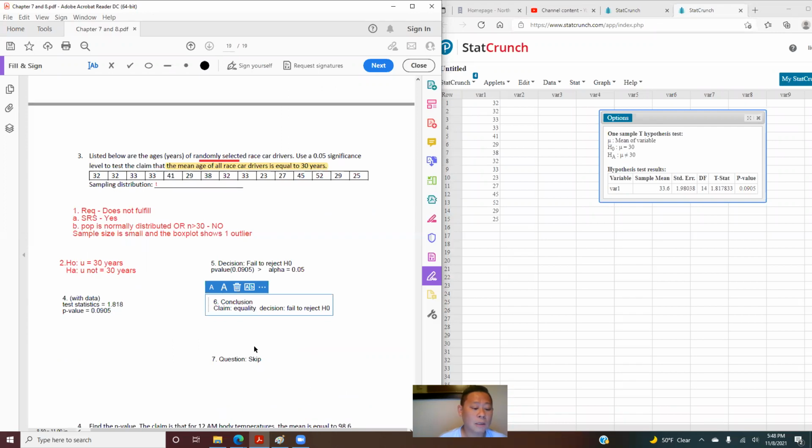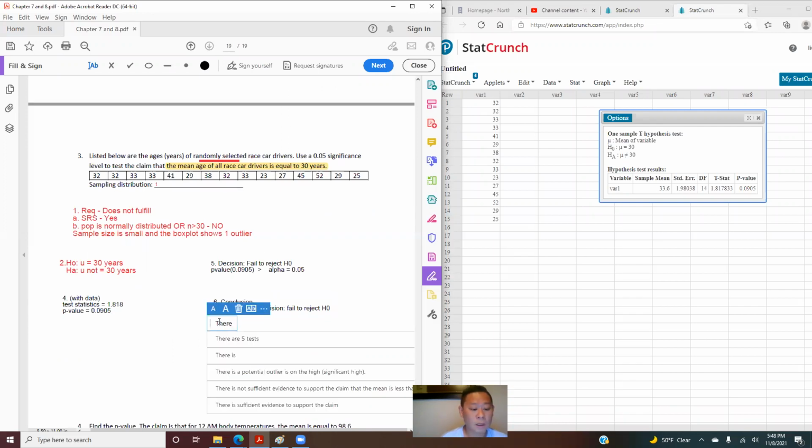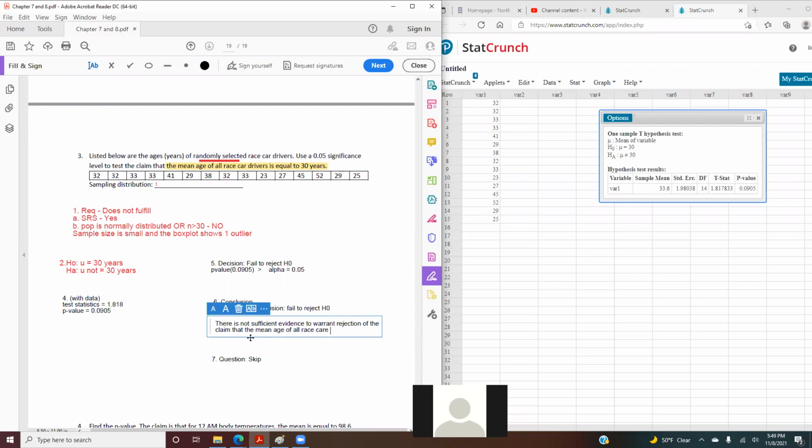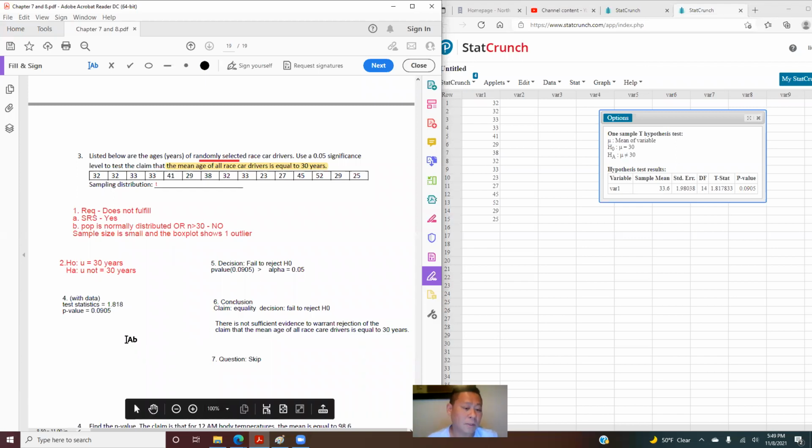So there is not sufficient evidence to warrant rejection of the claim that the mean age of all race car drivers is equal to 30 years old. 30 years. And then we can skip questions 6 and 7 because we don't have a question.